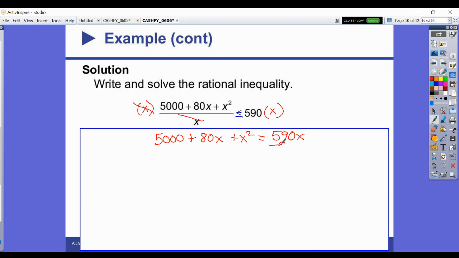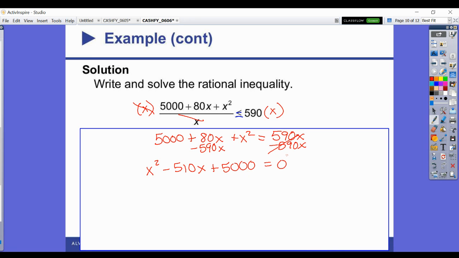I've got to get these together on one side. And I also want to write them in descending order. So I'm going to start with x squared. And then 80 minus 590 is negative 510x plus 5,000 equals 0.